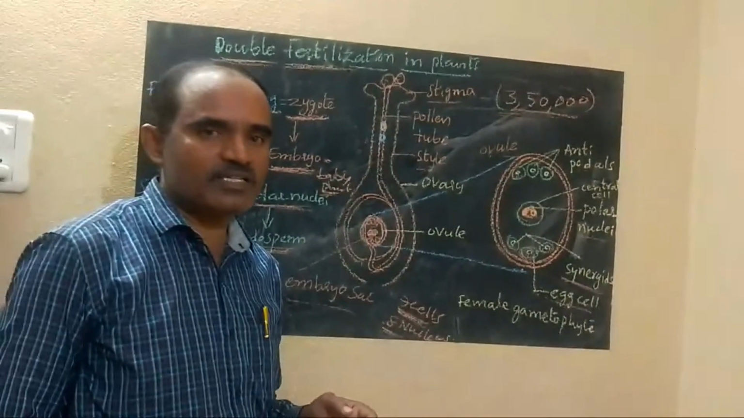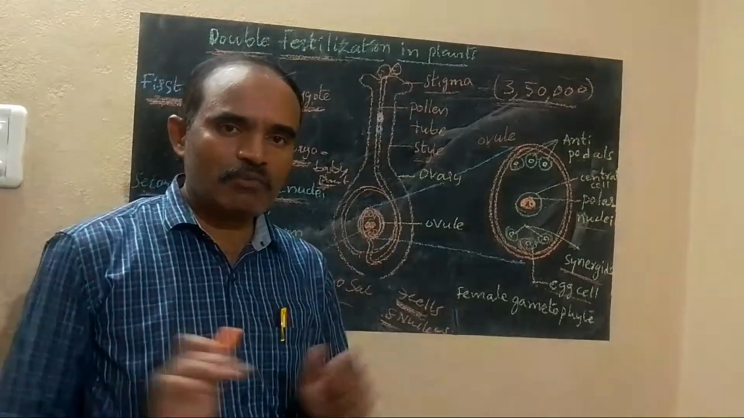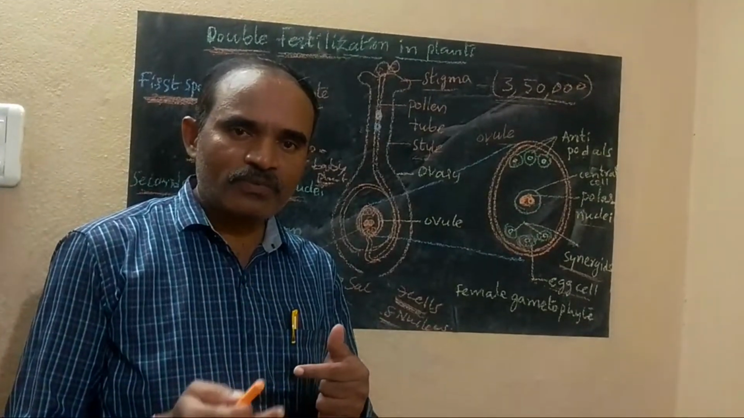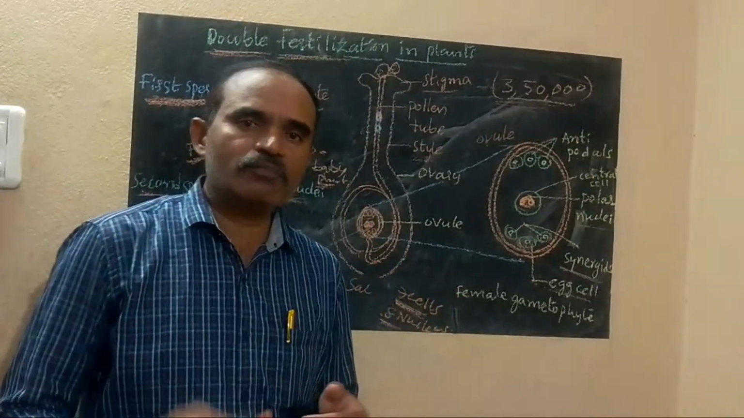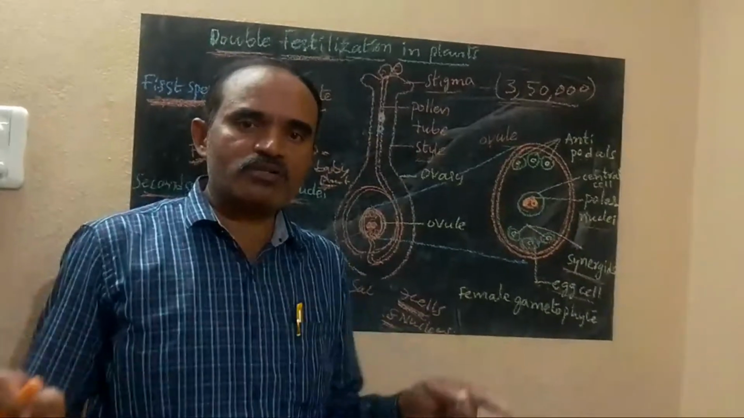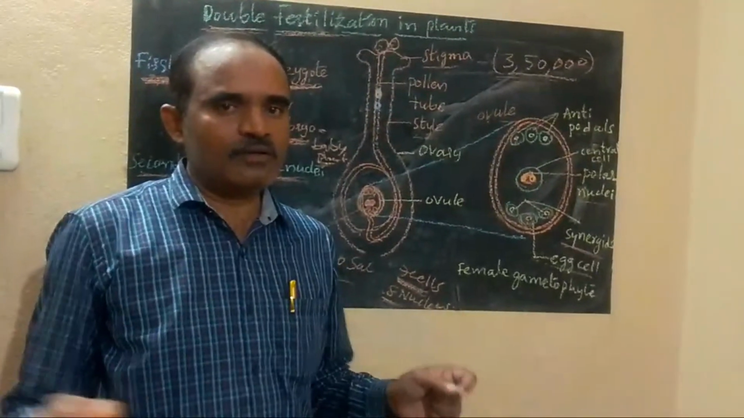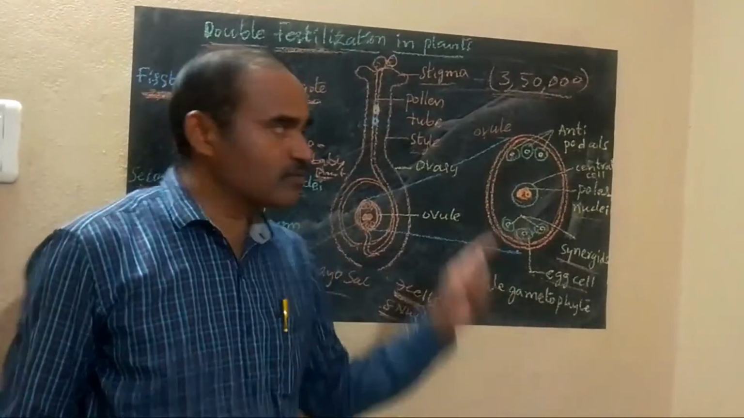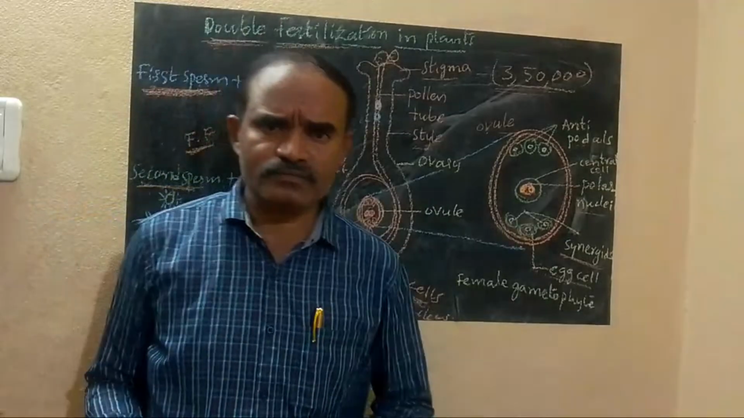Okay, this is about double fertilization in flowering plants. After fertilization, ovules develop into seeds, ovary develops into fruit, and the remaining parts of the flower all will fall off. So this is about double fertilization.